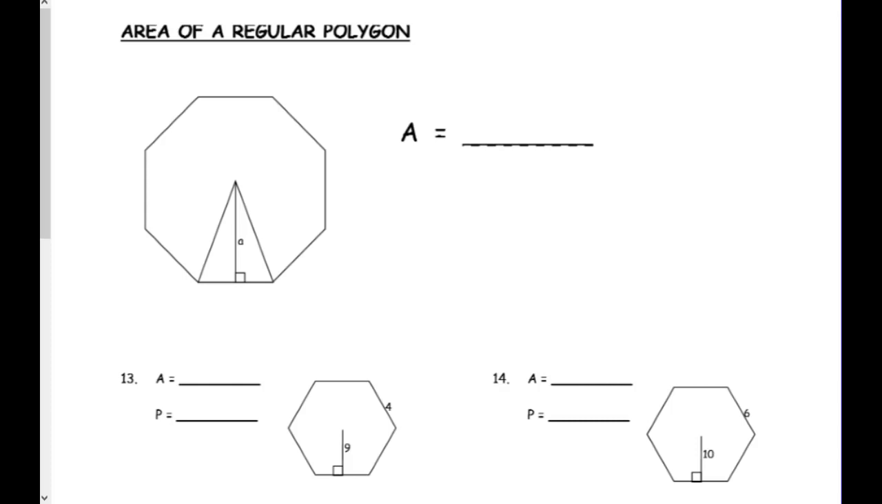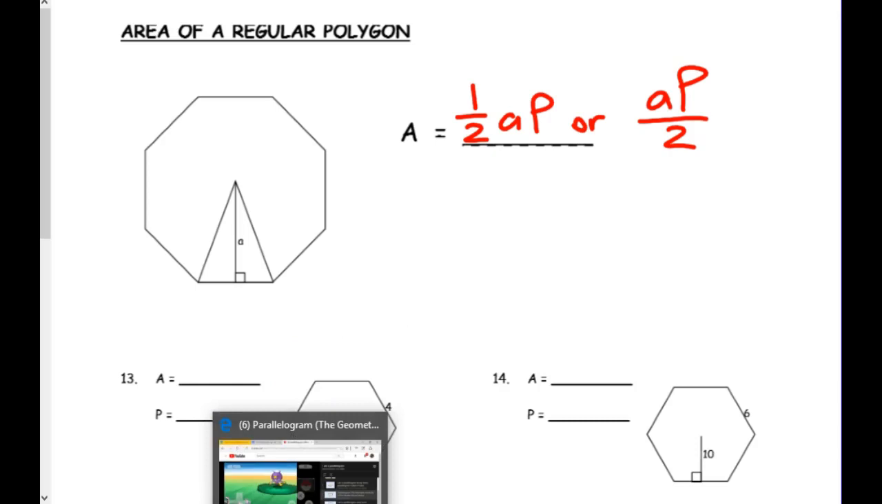Area of a regular polygon, okay? Now, this is going to use one of those new vocab words from the front page, okay? So, A equals 1/2 AP, or AP over 2. Now, notice the capitalization and the lowercase, okay? 1/2 little a, big P. Or little a, big P over 2, right?